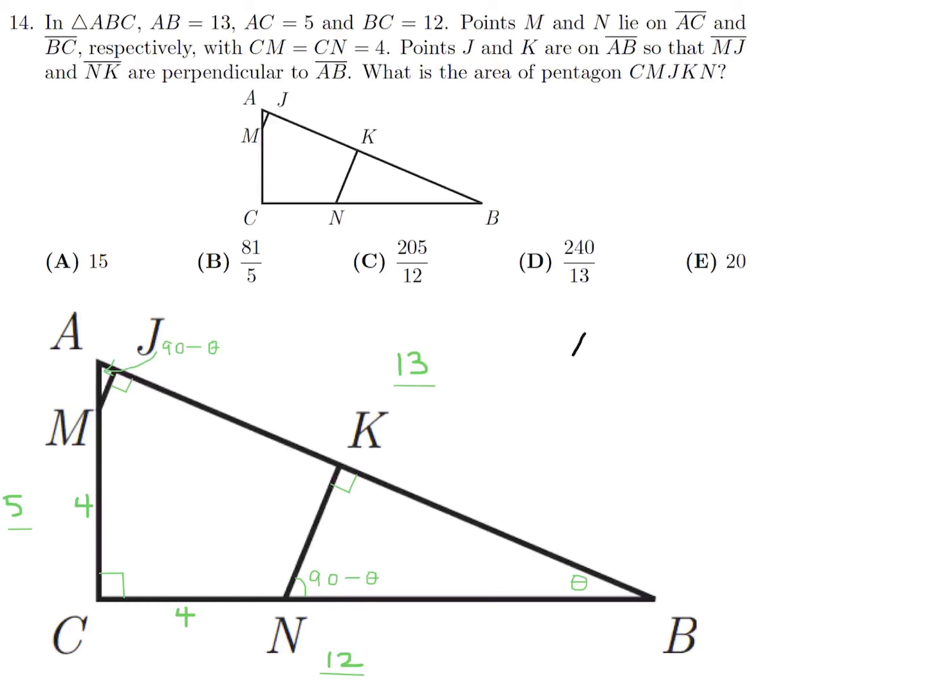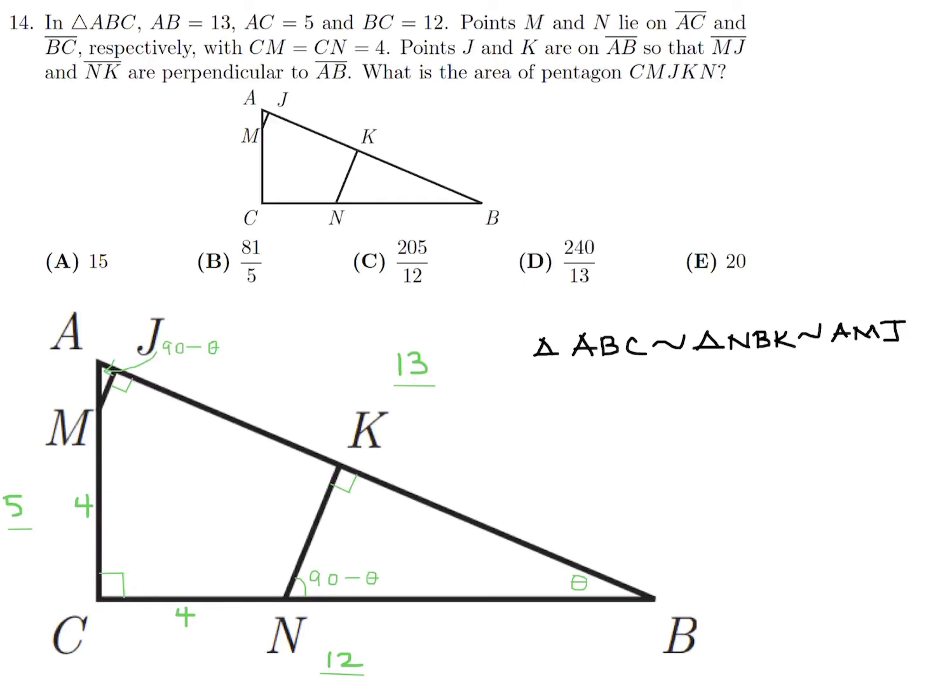The triangle ABC is similar to triangle NBK, and that is similar to the very small triangle AMJ. Why is that? Because they all have the same angles. Notice in ABC, which is the big one, you have the following angles. You've got a 90, a theta, and a 90 minus theta, correct?